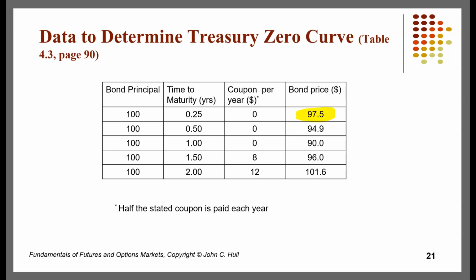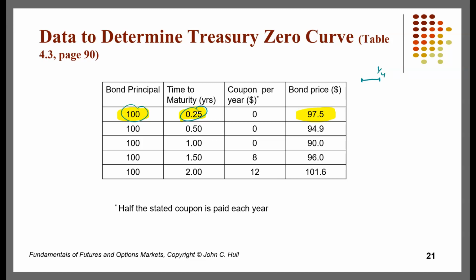So we have a bond that is currently selling for $97.5. It has a face value of 100 and it matures in a quarter. So what this means for us is that this bond matures in a quarter, and that is going to be 1/4. That is a quarter, right? It matures in 0.25 years.